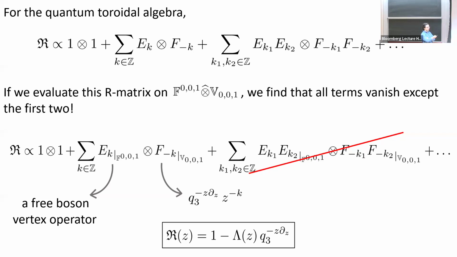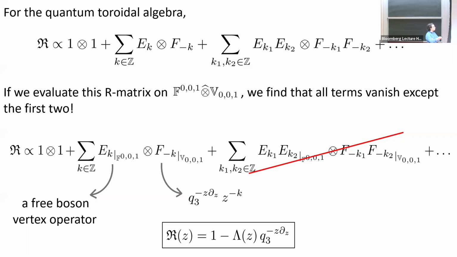And now what happens, which is quite beautiful, is that if we evaluate this R matrix on this tensor product of Fock and vector, we find that all terms vanish except the first two. That's quite miraculous, but what happens exactly? Let's do the computation. Every factor E before the tensor product will be evaluated in Fock, and every factor F will be evaluated in vector.